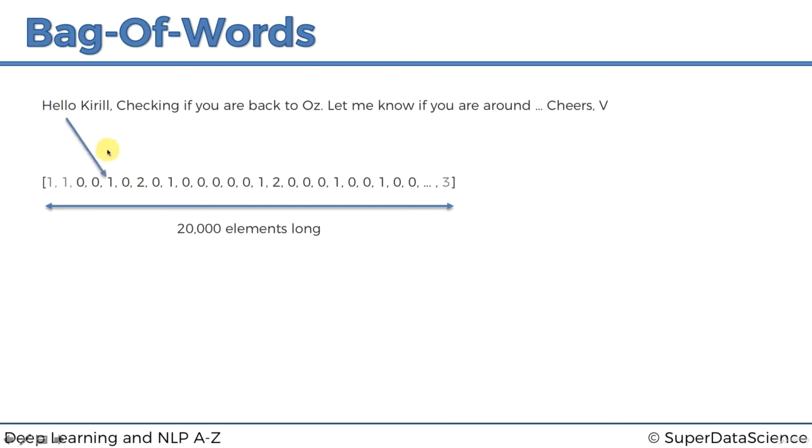So hello, let's say in our vector it is in position number 5. Because we only have one hello in this whole email, we're going to put a 1 here. Kirill is definitely not an English language word, so we're going to have to put it into there. And the reason why there's 3 here is because we have Kirill, then Oz, and V. Those are not English language words, not among our 20,000. They're all going to go here.